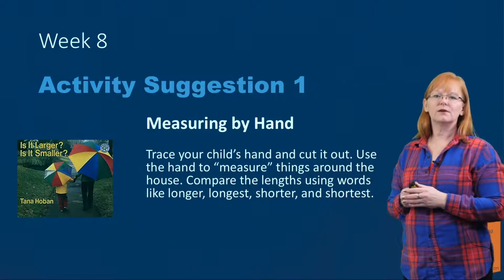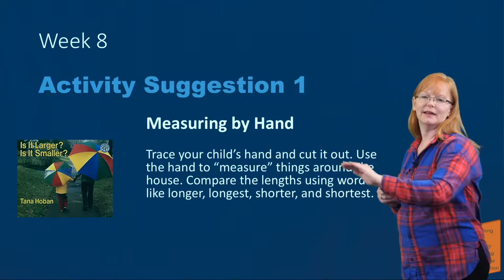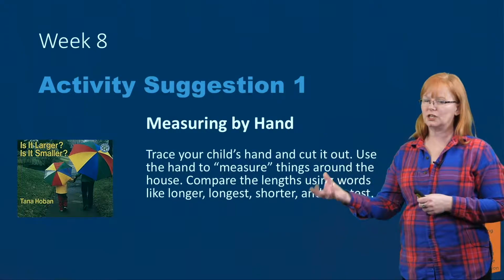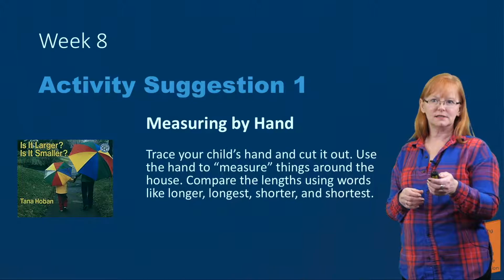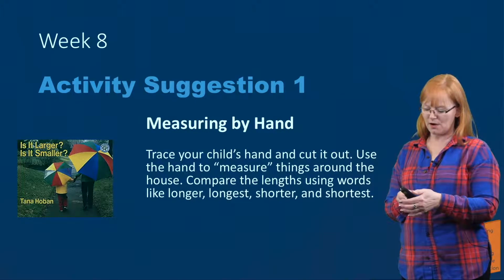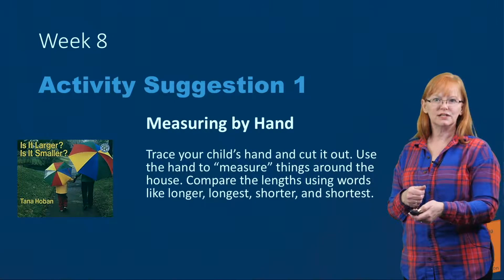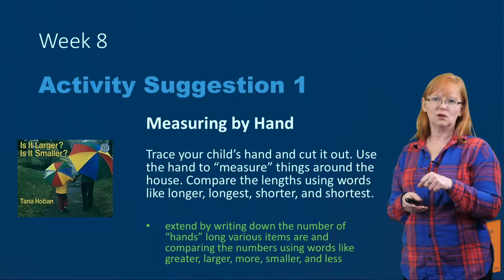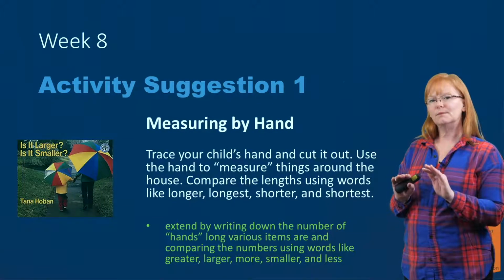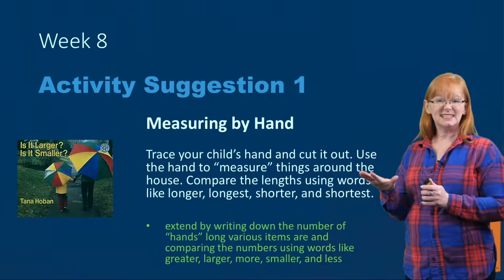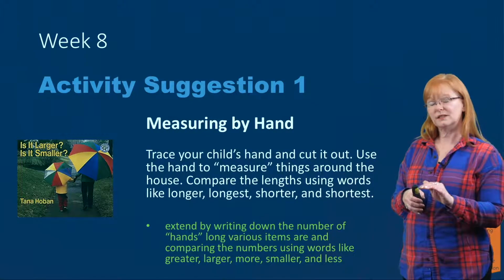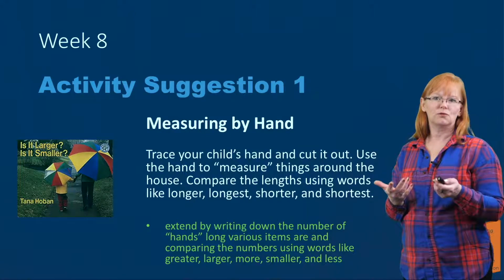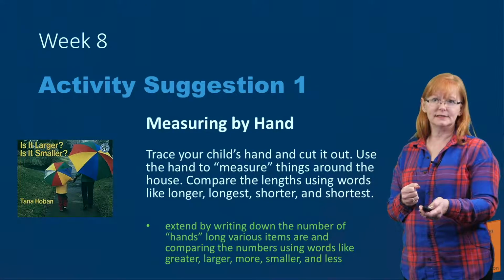You can also compare the lengths of things that they measured with their hand and talk about, this one is longer, the table is longer than the chair, or this is taller than that. You want to use as many of those comparative words as possible in your conversations. You can extend that by writing down the number of hands long various items are and comparing the numbers. My nightstand is 6 hands long, but that book is only 2 hands long. Which is larger, 6 or 2? Using words like greater, larger, more, smaller, and less.